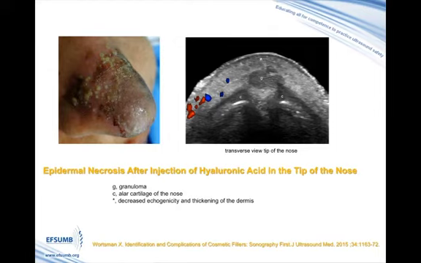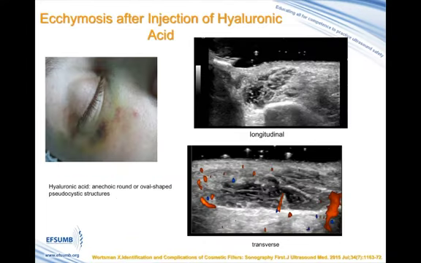Another type of complication is the presence of ecchymosis after the injection of a cosmetic filler, in this case hyaluronic acid. The ecchymosis produces inflammatory dermal and subcutaneous signs, which are characterized by a decreased echogenicity of the dermis and increased echogenicity of the subcutaneous tissue.